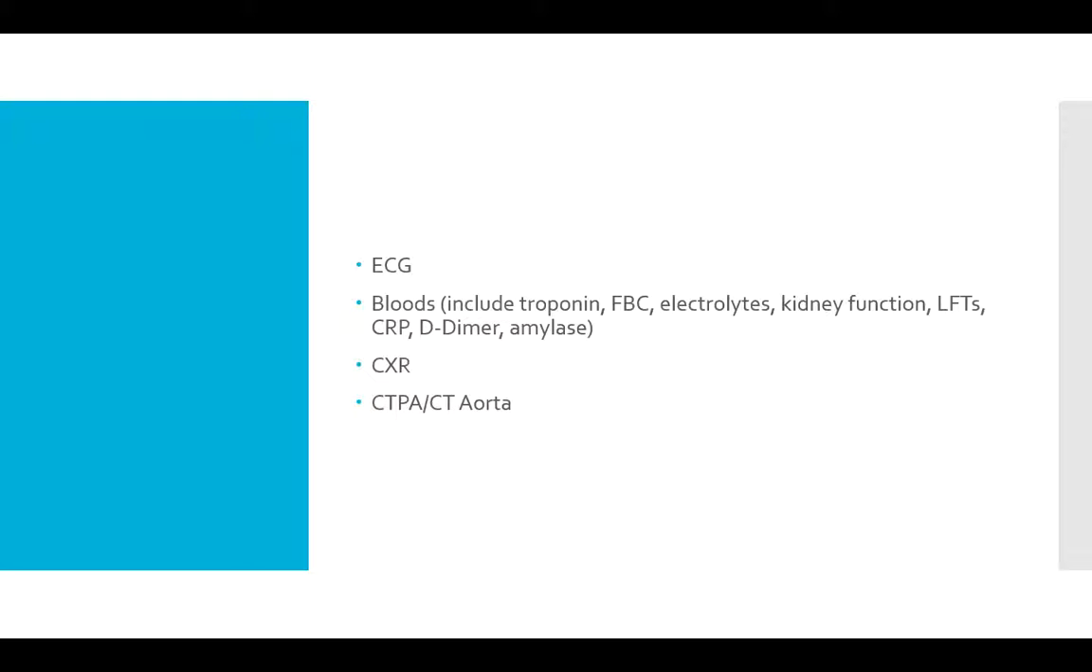Chest x-ray can be helpful again in excluding or confirming a pneumonia or any damage to the lungs, for instance a pneumothorax. If you're worried about a dissection, you may see a widened mediastinum, but not always. And again, if you're concerned about a dissection, you'd be looking at doing a CT aorta, and a CTPA, as I touched on when we were just talking about pulmonary embolisms, would be the scan of choice to confirm your diagnosis.